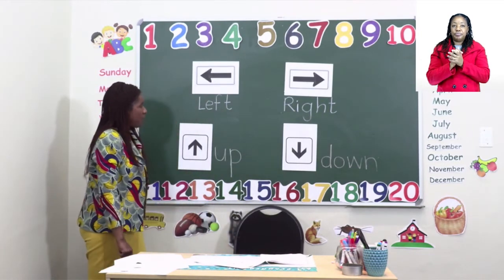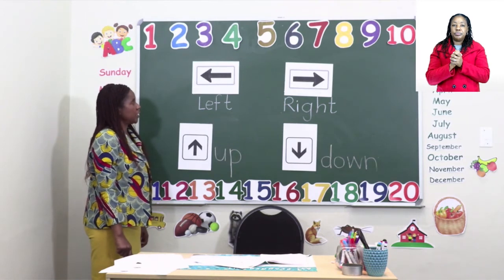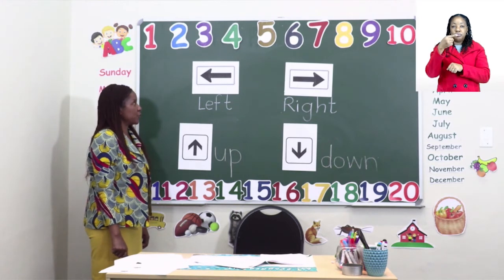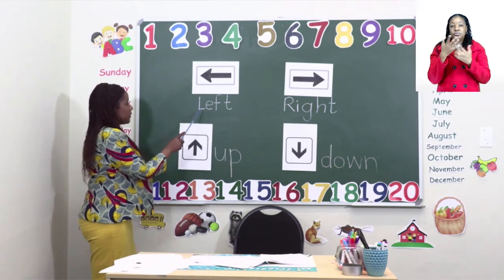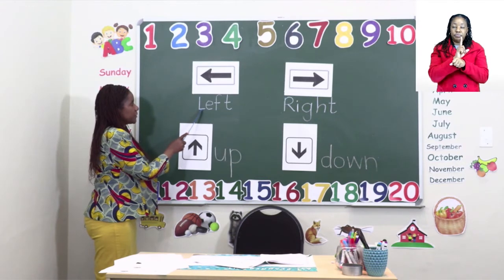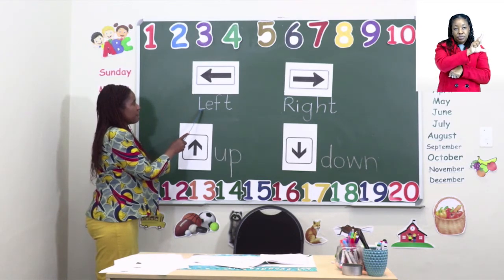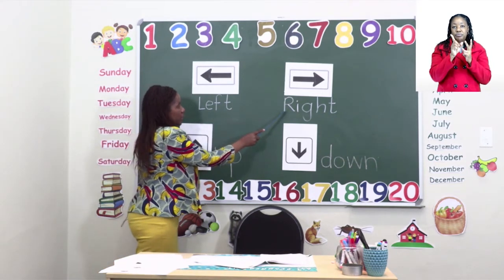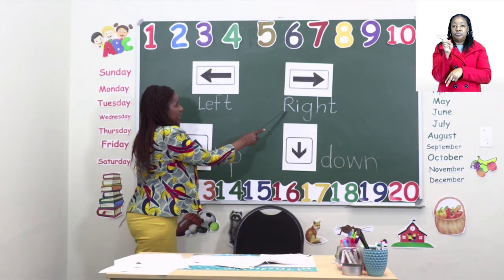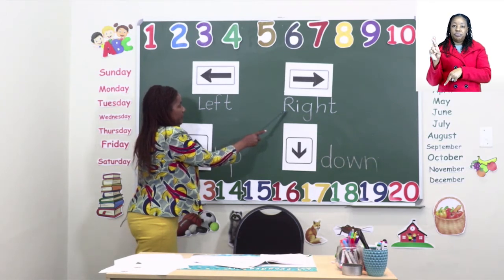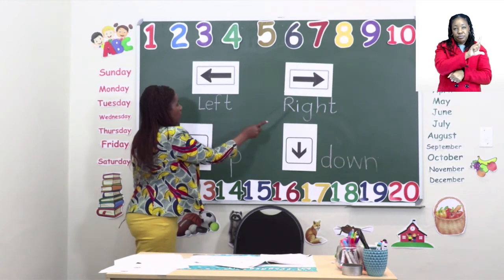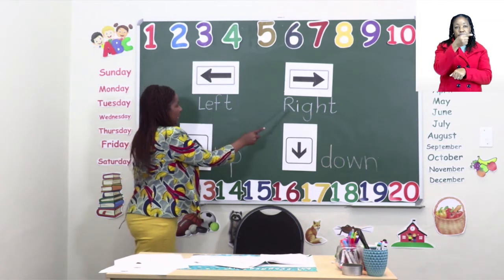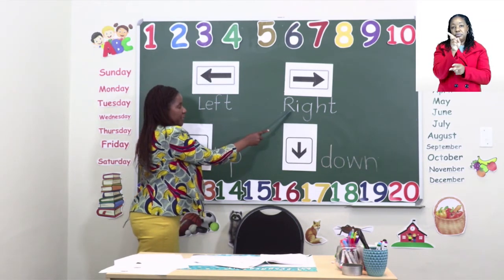Let's look at the board. We would like to learn the correct directions as the arrows on the board are demonstrating to us. The first arrow is pointing to the left, and that is your left hand side. The second arrow is pointing to the right, and that is your right hand side. Your left and your right. The first arrow pointing to the left and the second arrow is pointing to the right.